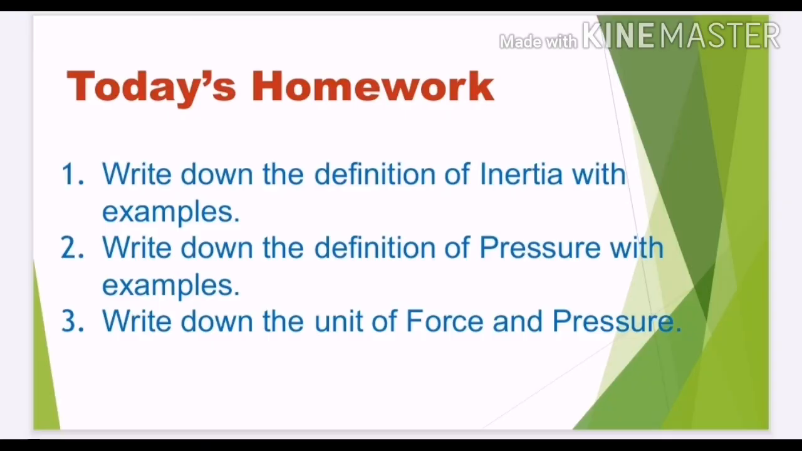Students, I hope today's lecture is clear, and yes, you have homework for these three topics. First one is to write down the definition of inertia with an example. Second one, write down the definition of pressure with examples. Now the last one is to write down the units of force and pressure.